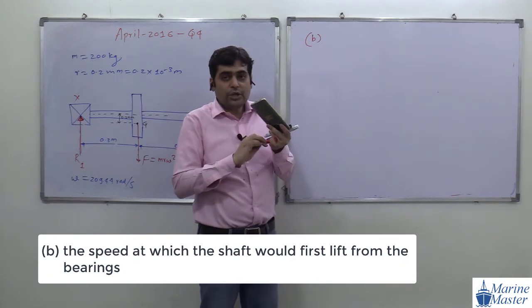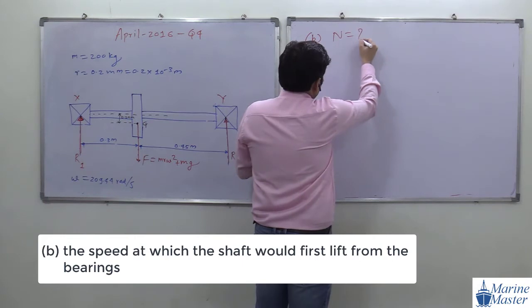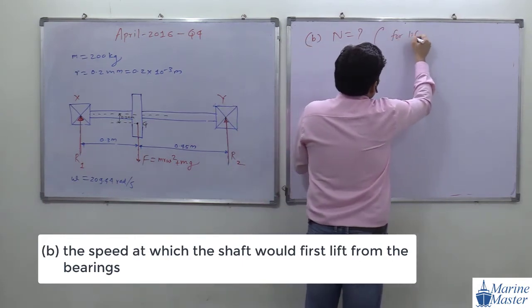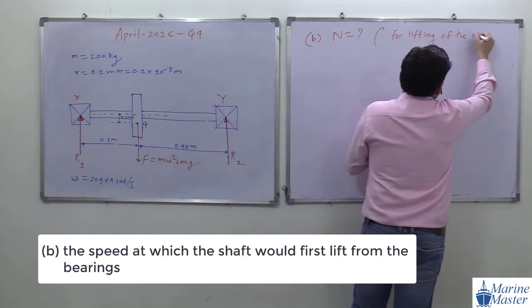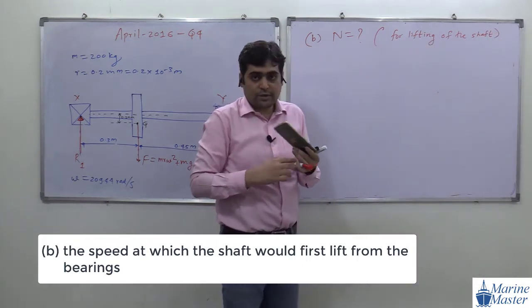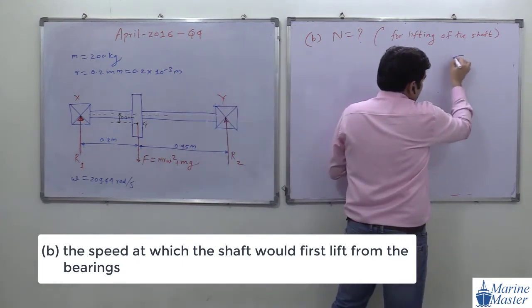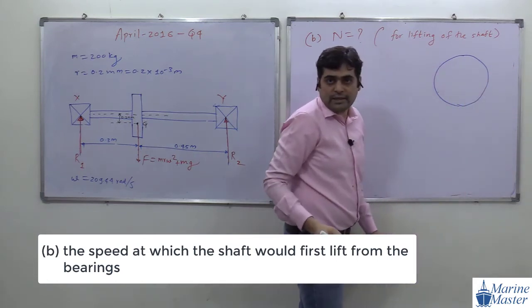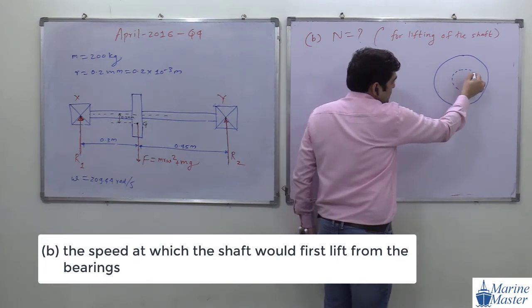Now what does it mean? It means they are asking us N, the speed for lifting of the shaft. Now what is meant by lifting? See the scenario here. What will happen, guys? I am going to draw one drawing here, a drawing of the rotor. This is our rotor. And on this rotor, is it visible to everyone?